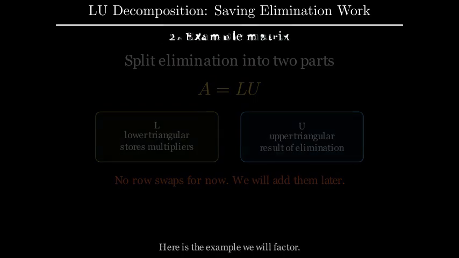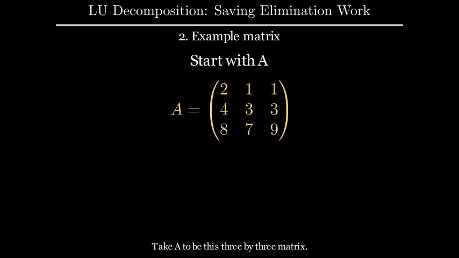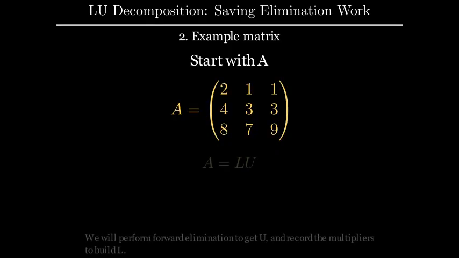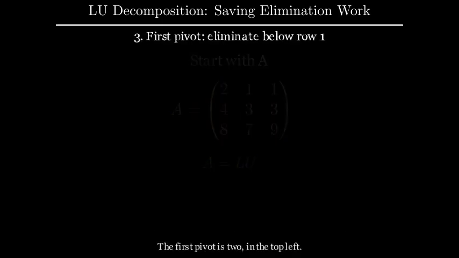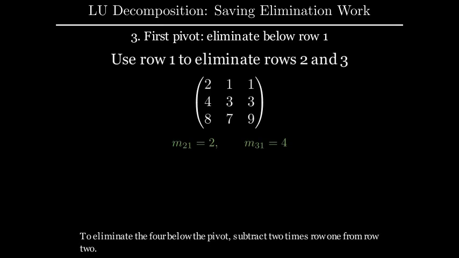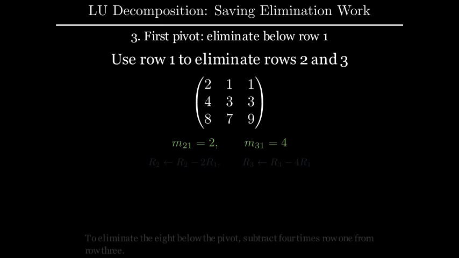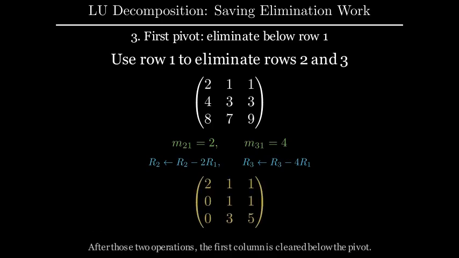Here is the example we will factor. Take A to be this 3 by 3 matrix. We will perform forward elimination to get U, and record the multipliers to build L. The first pivot is 2 in the top left. To eliminate the 4 below the pivot, subtract 2 times row 1 from row 2. To eliminate the 8 below the pivot, subtract 4 times row 1 from row 3. After those two operations, the first column is cleared below the pivot.